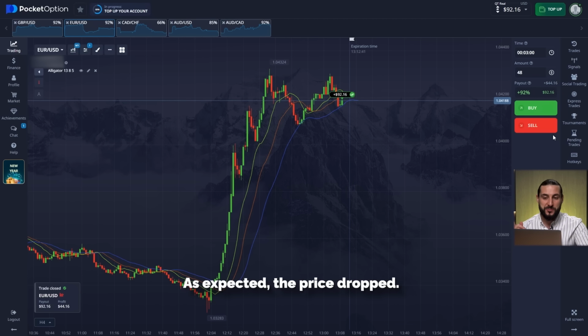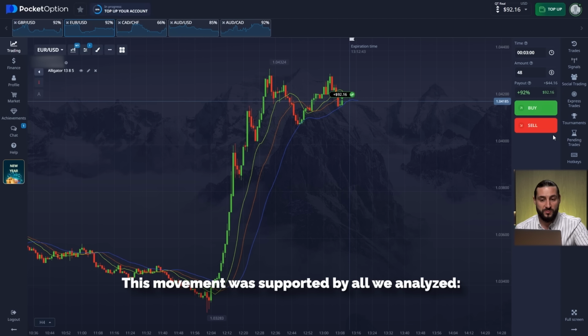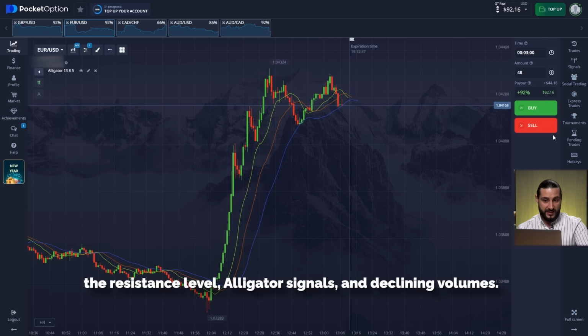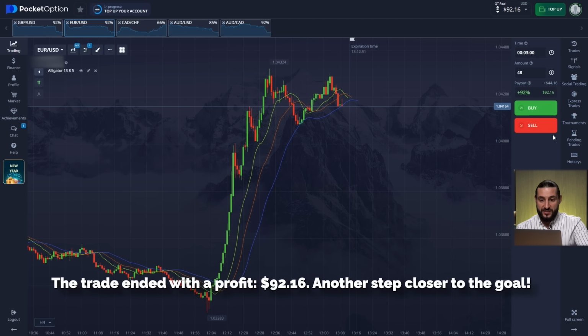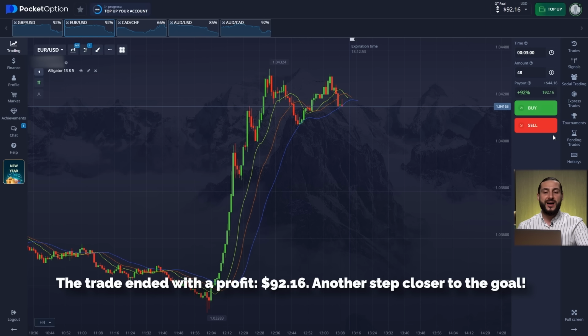As expected, the price dropped. This movement was supported by all we analyzed: the resistance level, alligator signal, and declining volumes. The trade ended with a profit of $92 and $16, another step closer to the goal.